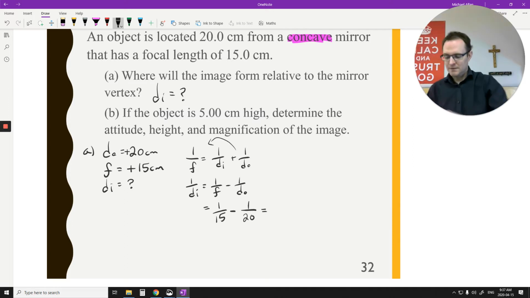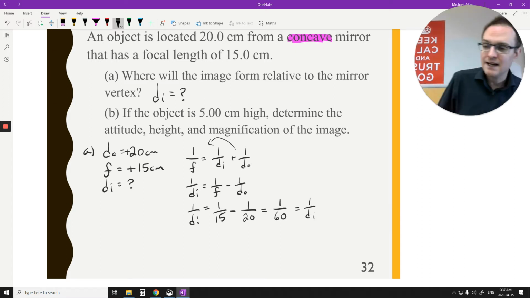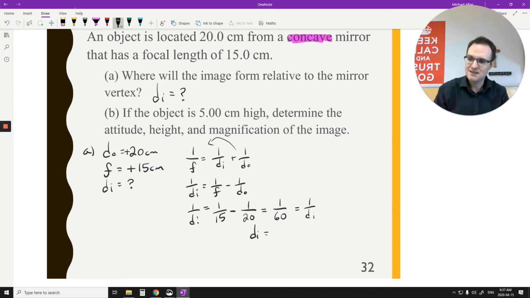Okay, so I'm going to punch this in my calculator: 1 over 15 minus 1 over 20. I'm going to go math enter. I'm going to get 1 over 60 as my answer. 1 over di is equal to 1 over 60. Now, to get the di by itself, you flip this over. It's just a fraction equal to a fraction, so take those two fractions and flip them over. So this ends up being 60 over 1, or 60 centimeters.